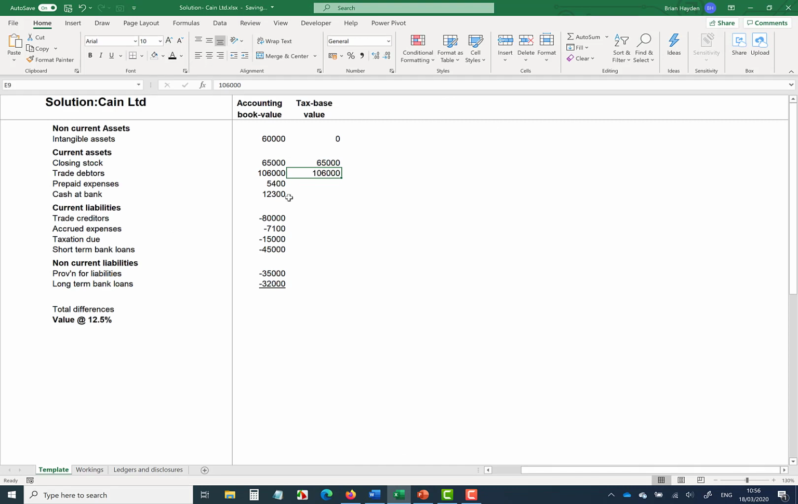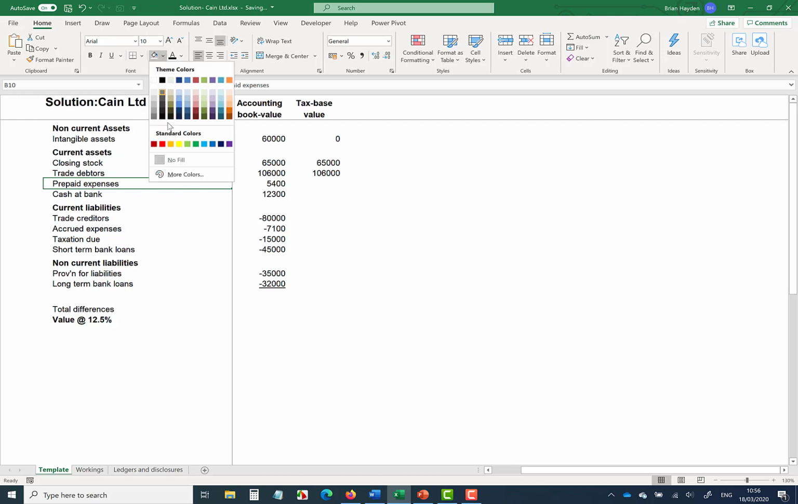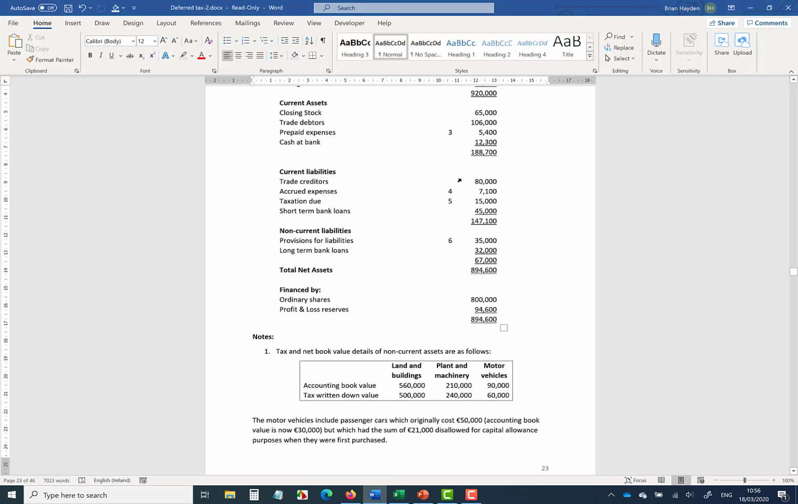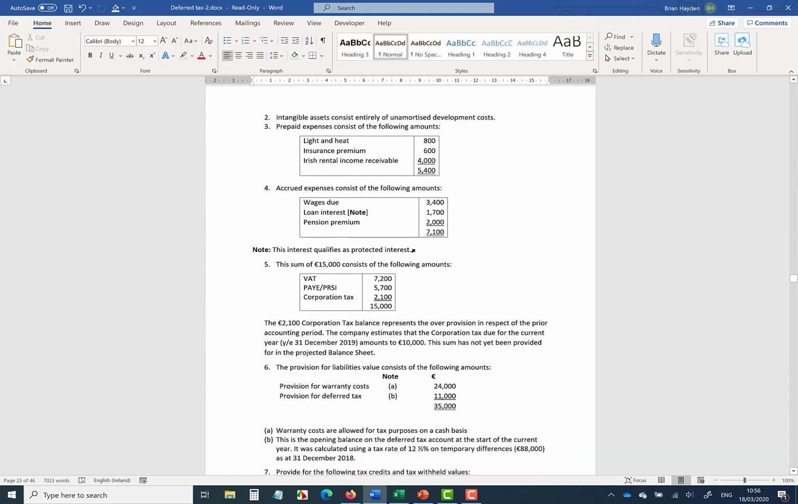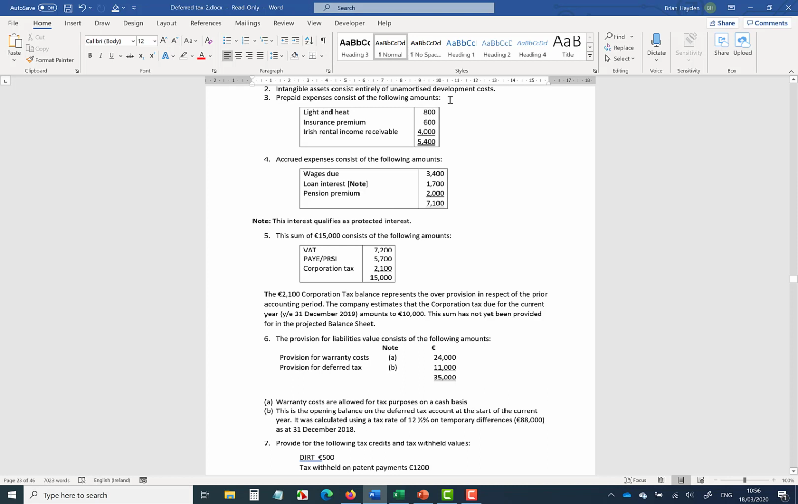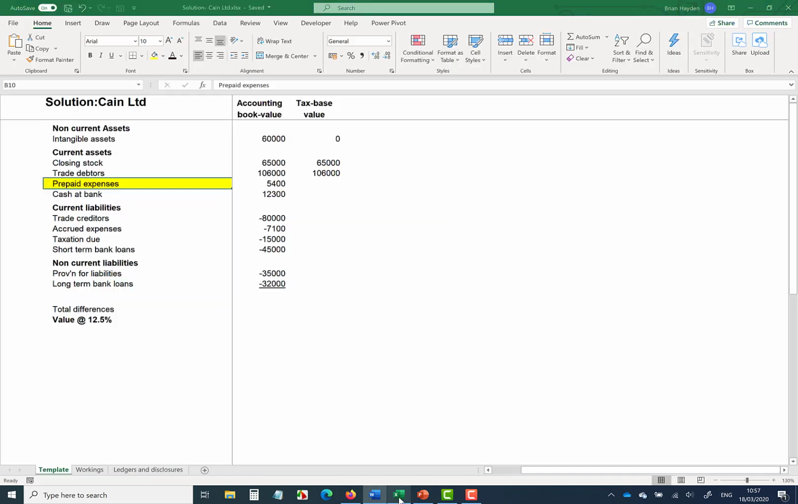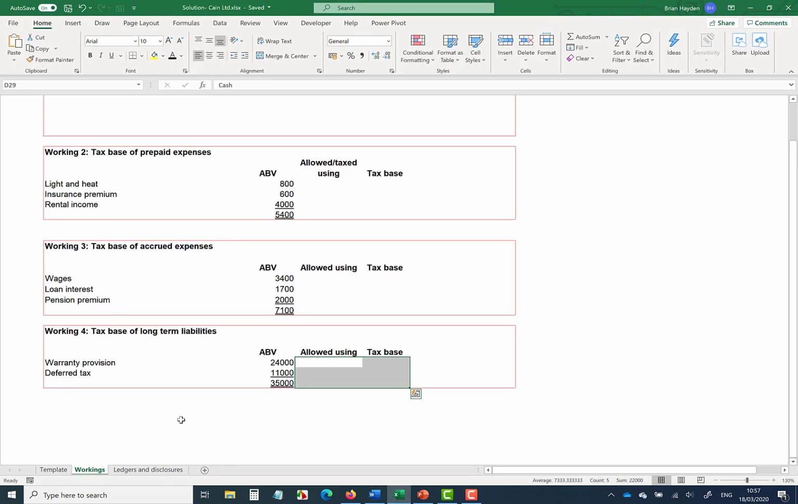tax base value. Prepaid expenses, there nearly always are working for these, so I might just highlight that term. This is a pretty standard item that needs to be figured out, because prepaid expenses obviously can consist of many different elements. So looking at the question, prepaid expenses, the total is 5,400, and note 3 gives us a breakdown. So they consist of the following amounts: light and heat, insurance premium, and Irish rental income receivable. Okay, so I'll just have a working done on my solution for this.